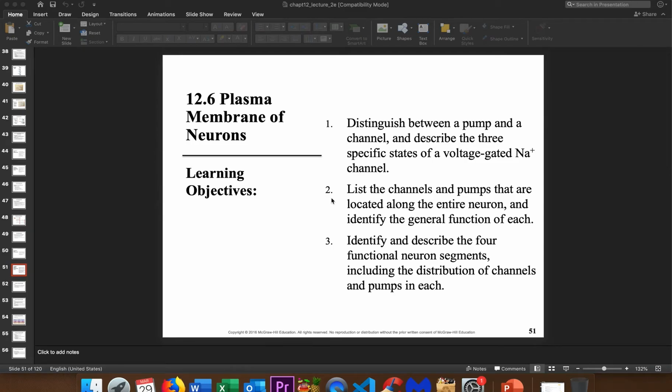We are now starting part 2 of chapter 12 on the nervous system. Part 1 of chapter 12 ended on page 450. We are now starting on page 452 for part 2, which starts with slide number 51.